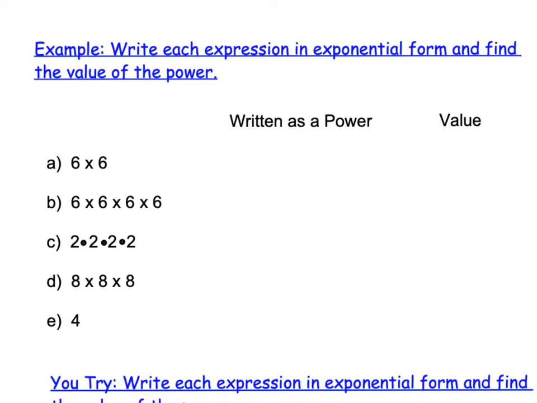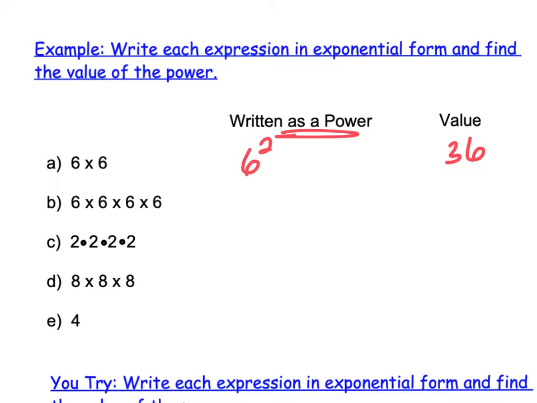So let's actually write some powers out. Letter A has a repeated multiplication of 6 times 6. When you are asked to write it as a power, they want you to use that exponent. So this thing written as a power is 6 to the 2nd power, or 6 squared if you've heard that before. And then when they ask you the value of it, they just mean do it now. What is 6 times 6, or what is 6 squared? Well, that answer is 36, so that is the value that simplifies that expression.